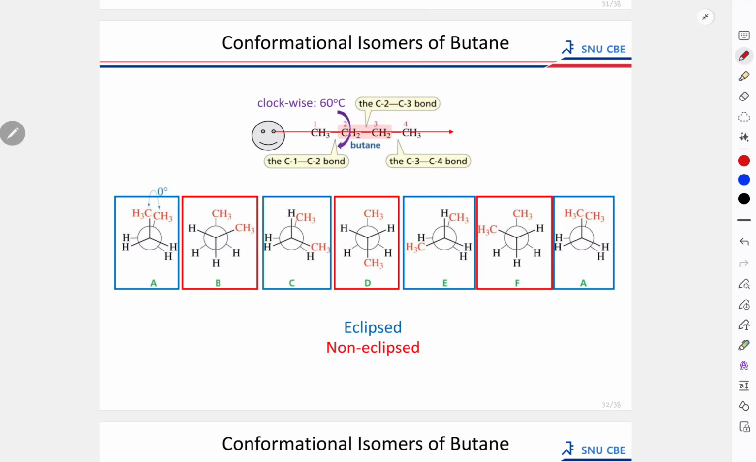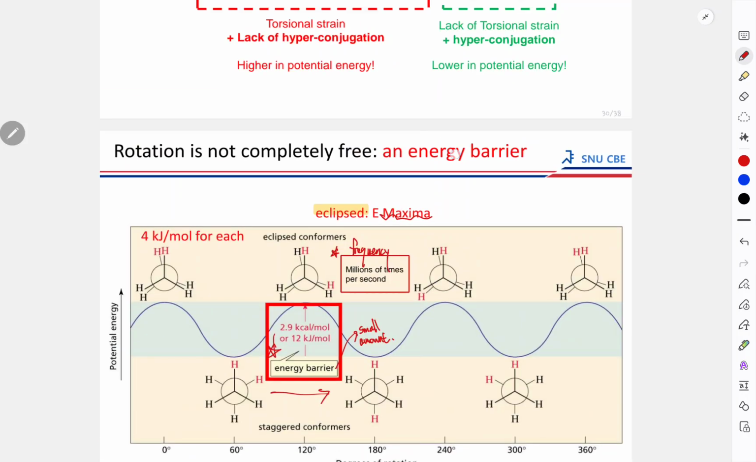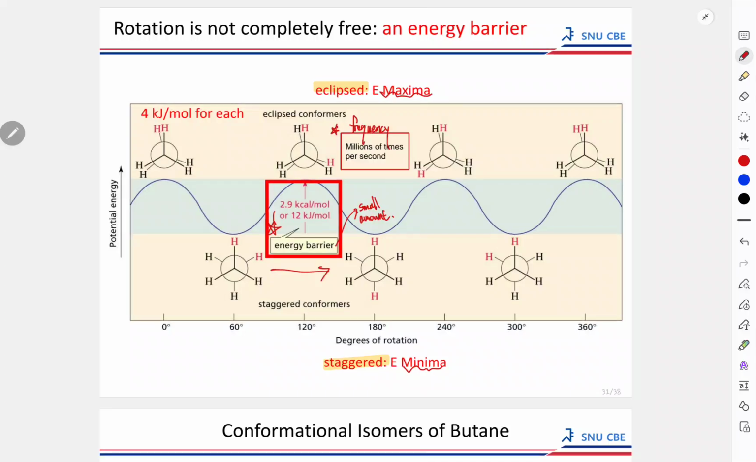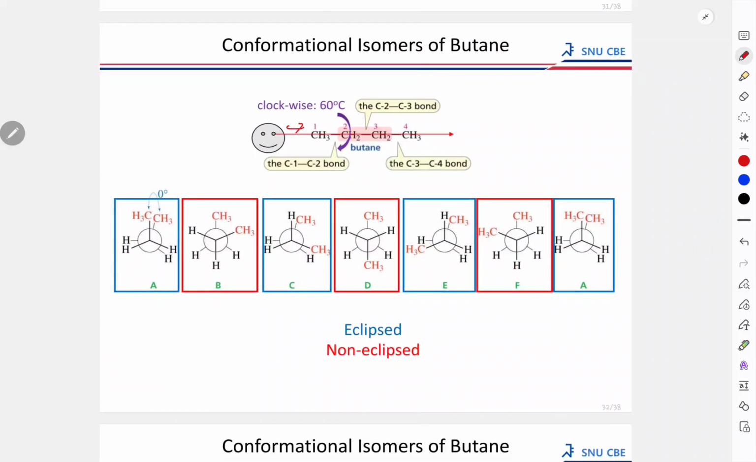And then you can imagine this: the front carbon will have 1 methyl group. The backward carbon will also have 1 methyl group as well, and also the 2 additional hydrogens here and there. So then you can imagine these conformer states can arise.